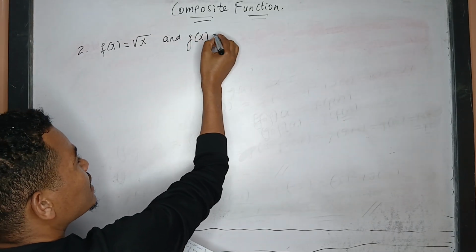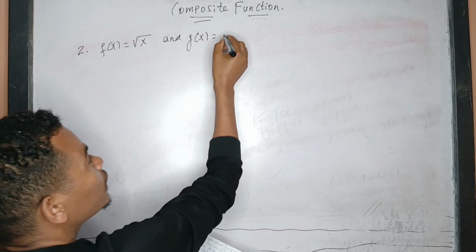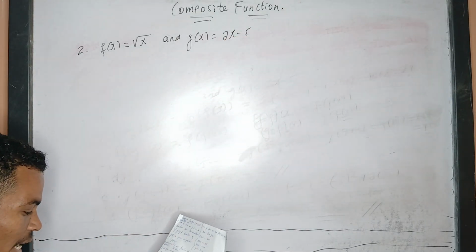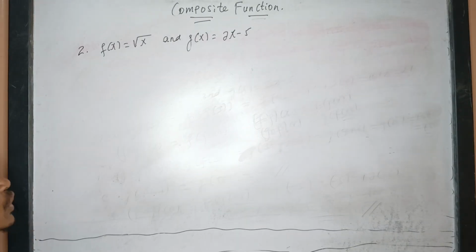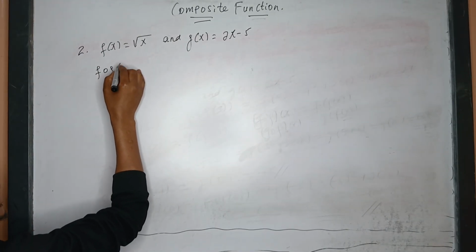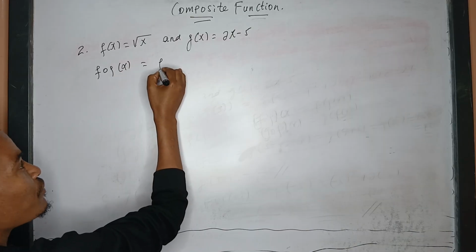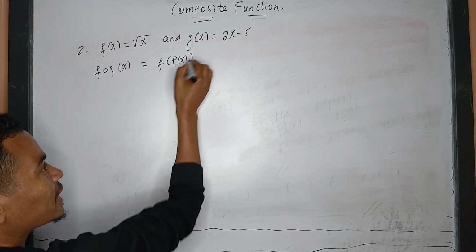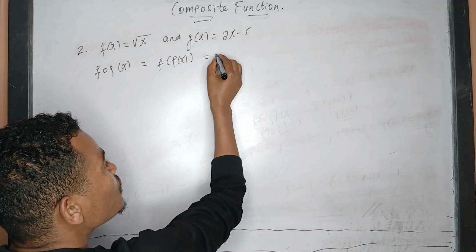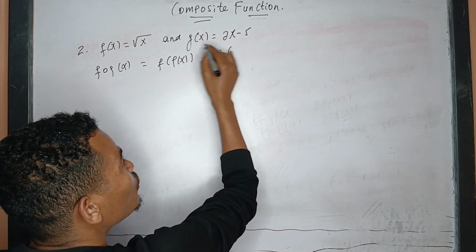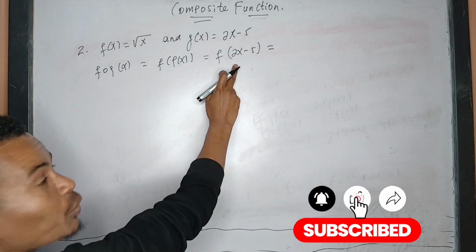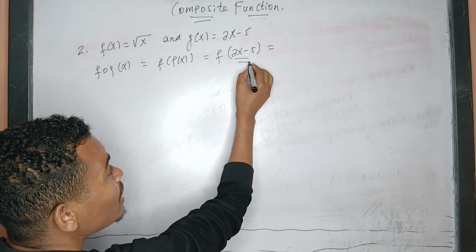g of x is equal to 2x minus 5, then find g of f of x and f of g of x. That is f of g of x. This is the same with f of g of x, that is inserting the function g of x into f. The same with f of g of x means 2x minus 5.